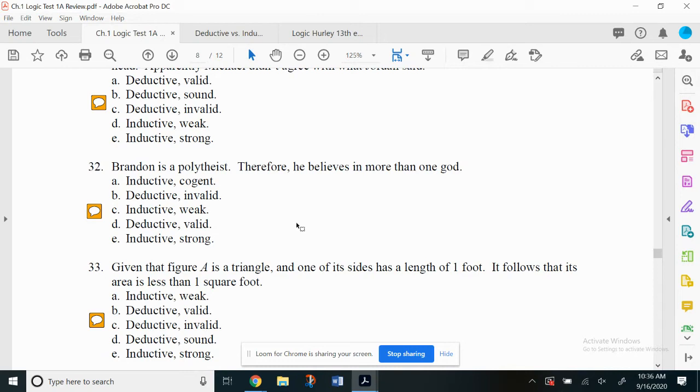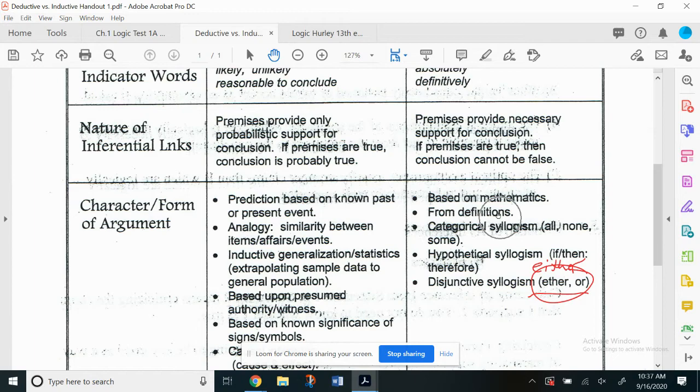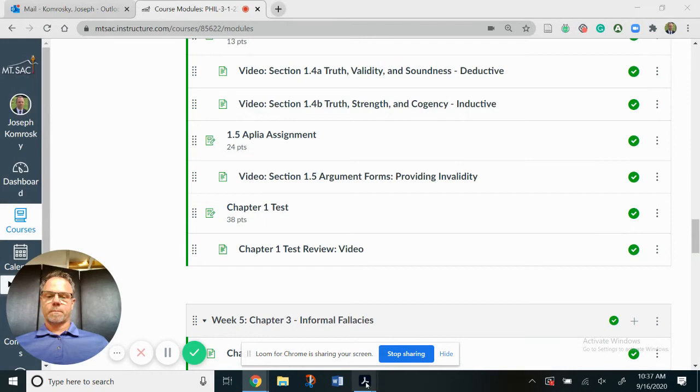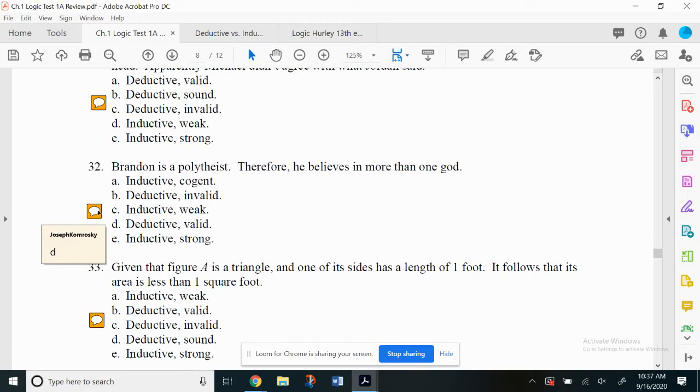Okay, we're back. Brandon's a polytheist. I'm defining Brandon in one word. And if you look up polytheist, it means he believes in more than one God. So I'm giving you a definition. If you wanted to look at that based upon definitions right there. So I know it's deductive. And is it a good definition? Yes, it is. Deductive, valid. Because polytheist is somebody who believes in more than one God. So that's deductive, valid. Once again, I just showed you how to use your cheat sheet there.